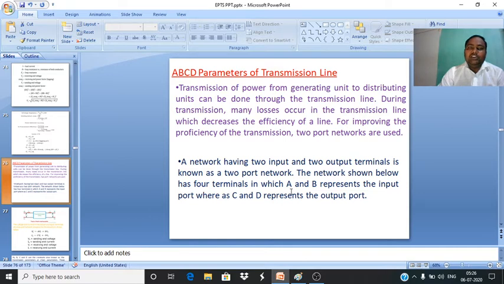Sending end voltage Vs is equal to A VR plus B IR. Sending end current Is is equal to C VR plus D IR. By using ABCD parameters in a two-port network, we can find the sending end voltage and sending end current very easily. Finding the sending end voltage and sending end current is needed for finding efficiency.